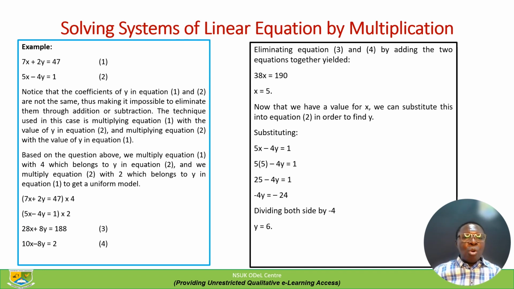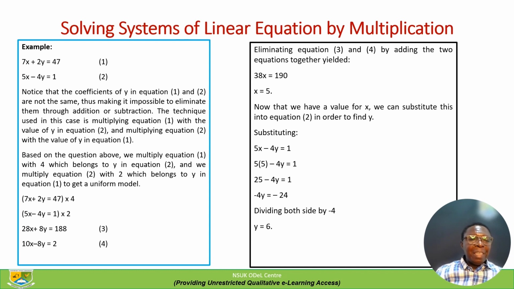Notice that the coefficients of y in equation 1 and 2 are not the same, thus making it impossible to eliminate them through addition or subtraction. The technique used in this case is multiplying equation 1 with the value of y in equation 2, and multiplying equation 2 with the value of y in equation 1. So based on the equations above, we multiply equation 1 with 4, which belongs to y in equation 2, and we multiply equation 2 with 2, which belongs to y in equation 1, to get a uniform model.